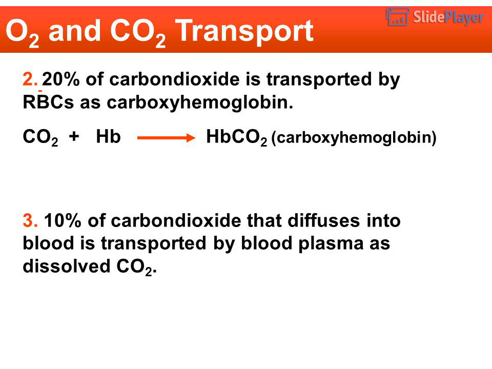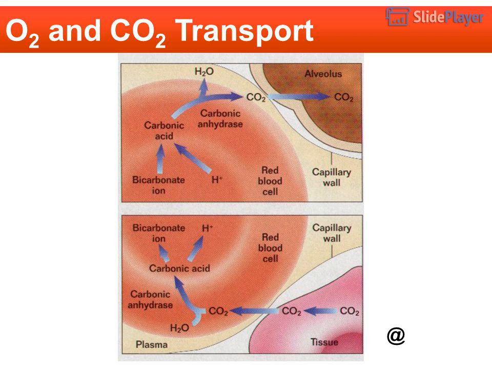20% of carbon dioxide is transported by RBCs as carbaminohemoglobin. CO2 plus Hb forms HbCO2. 10% of carbon dioxide that diffuses into blood is transported by blood plasma as dissolved CO2.